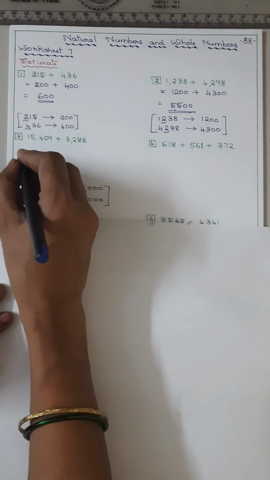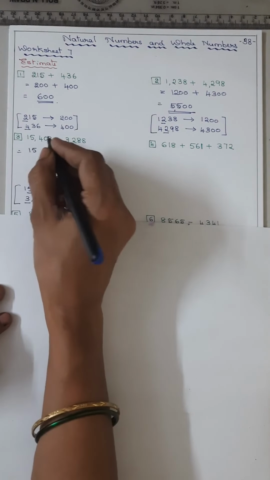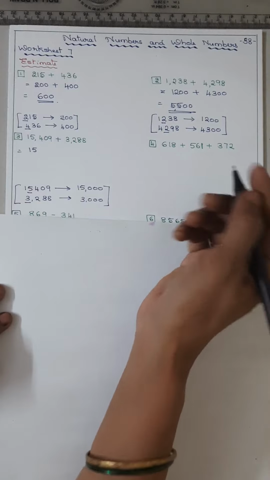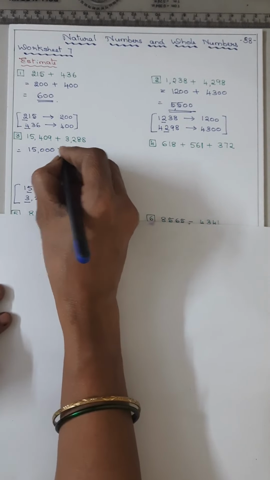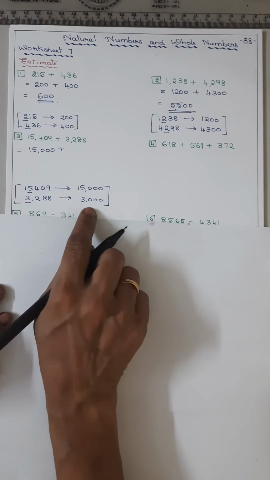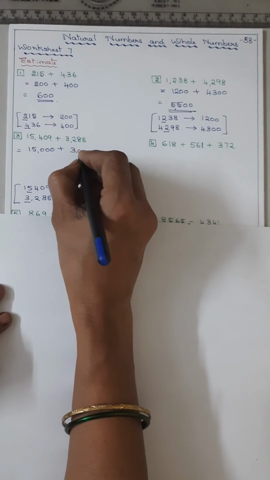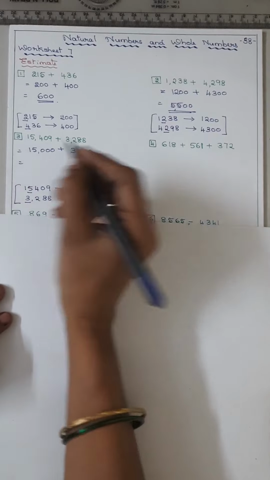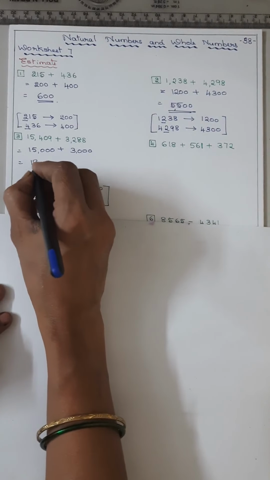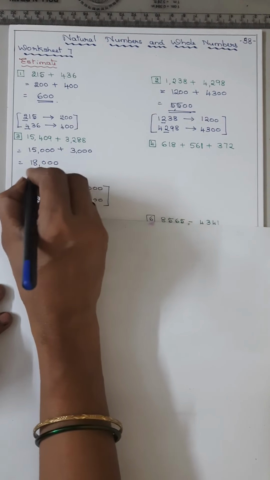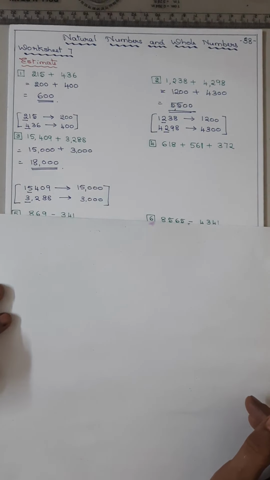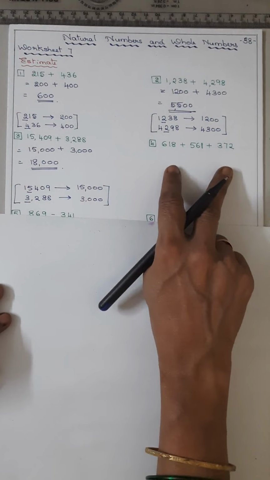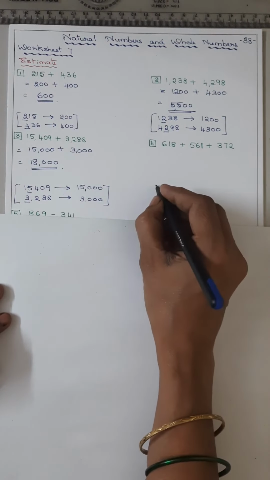Okay. Now 15,409 is rounded off to 15,000 plus 3,288 is rounded off to 3,000. So 15 plus 3 is 18,000. Now coming to the fourth sum, all are in hundreds, round off to hundreds.